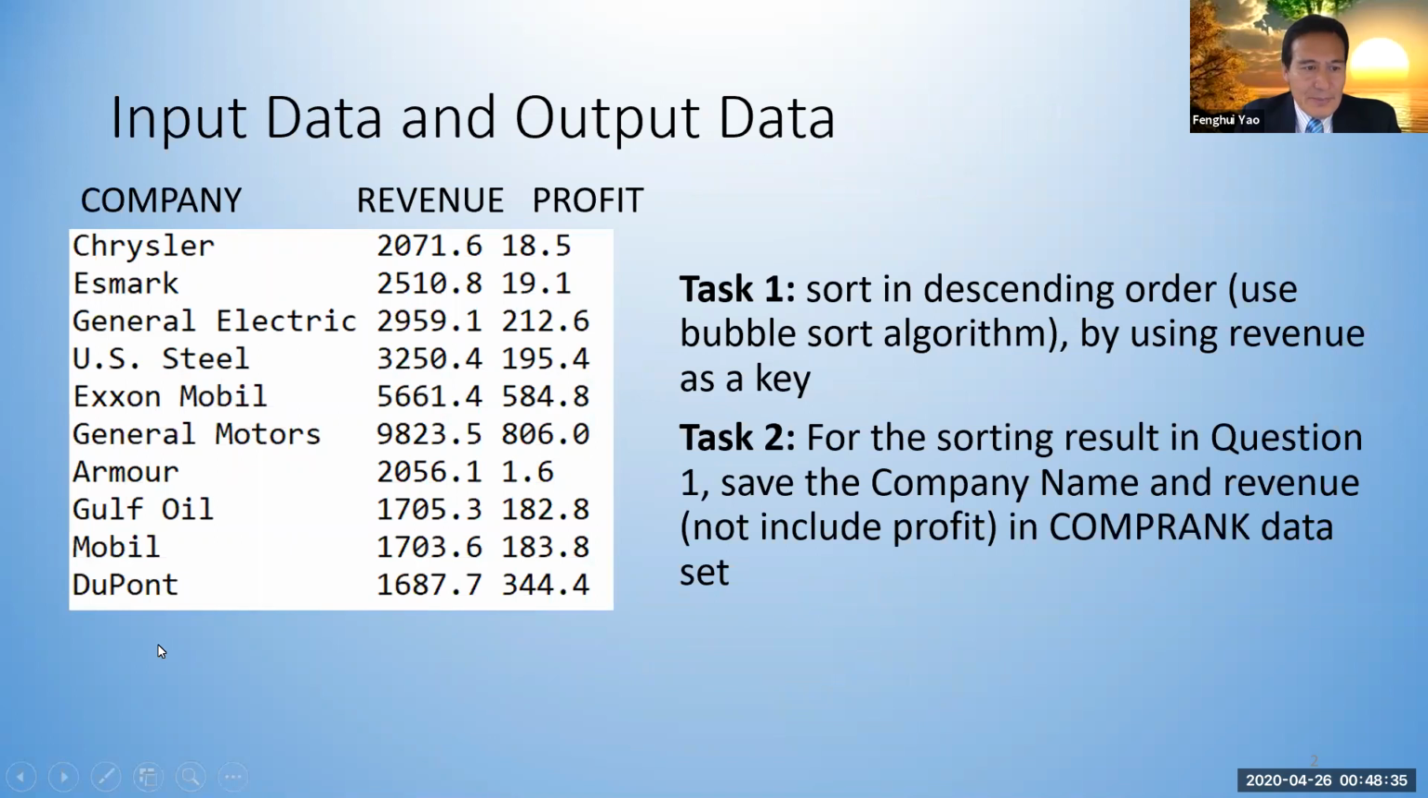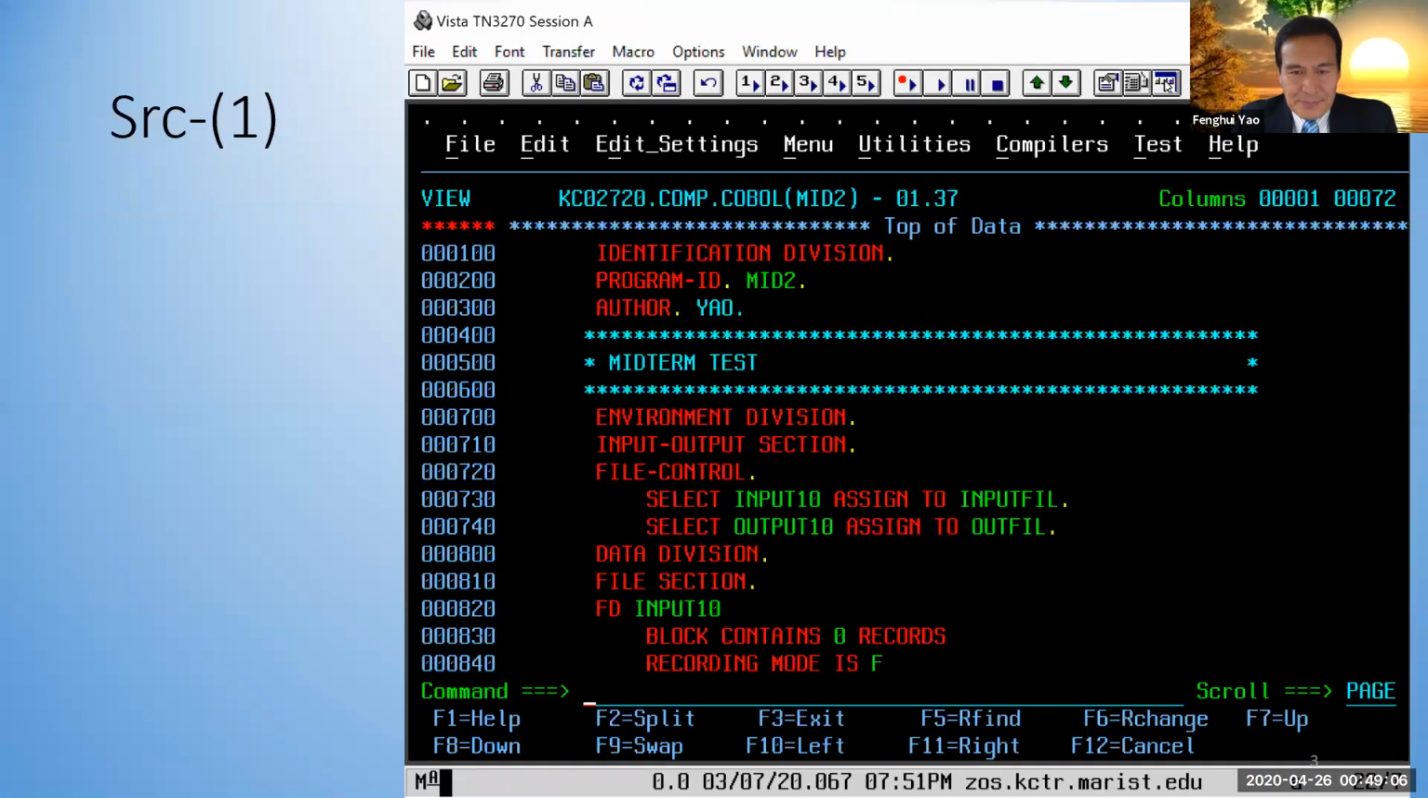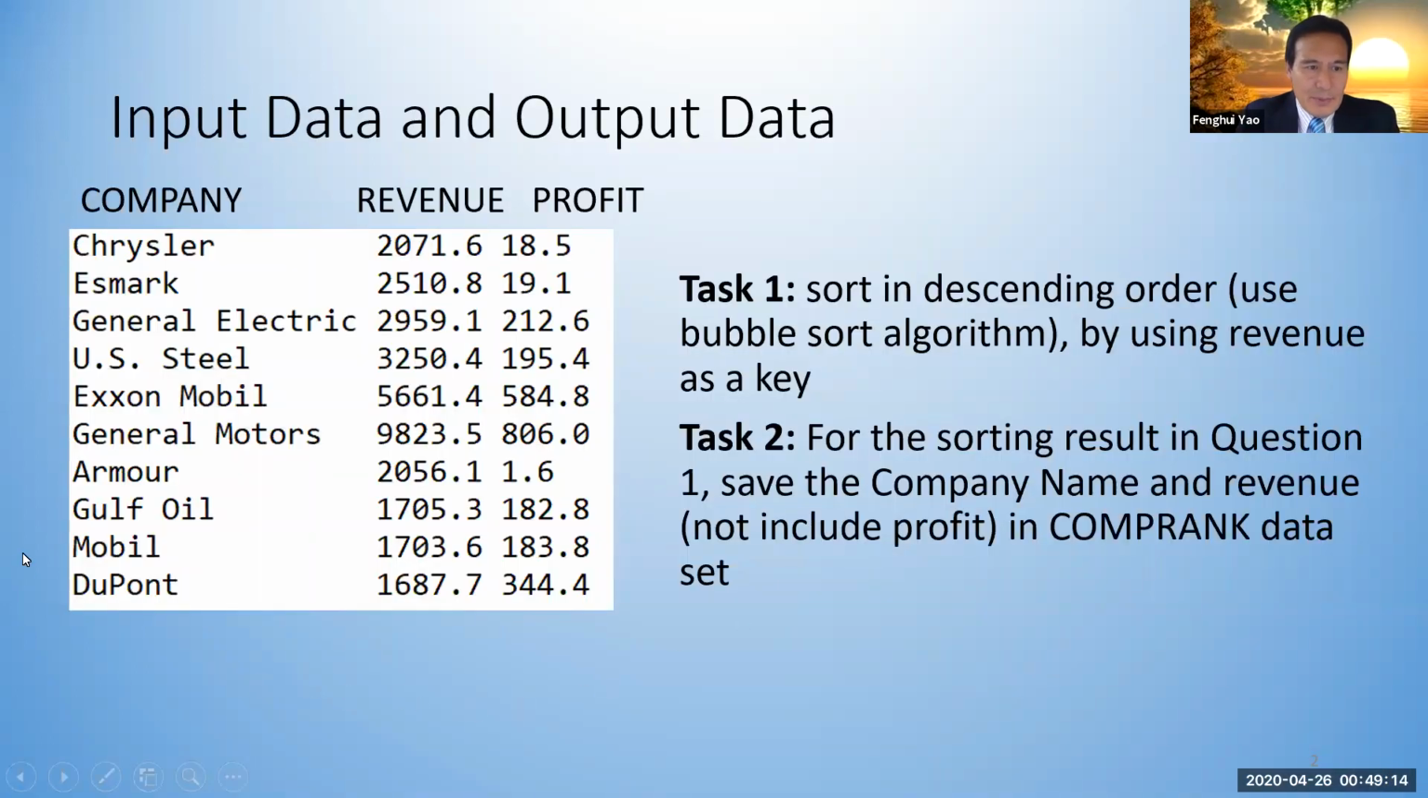Today, we will use this input data. It is company revenue and profit data as input. And then we will use revenue as a key to sort this input data. Another task is that for the sorting result, it will only output the company name and the revenue. All right. This is a COBOL source code to sort this input data.